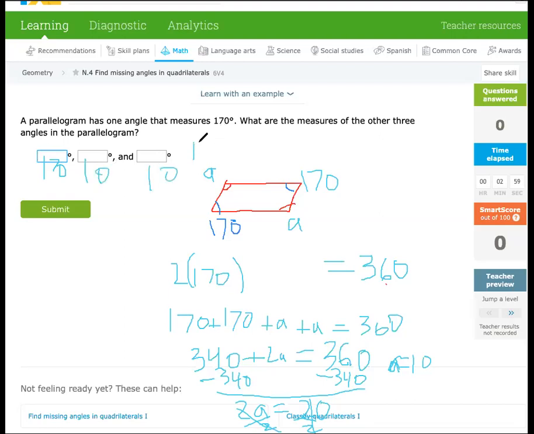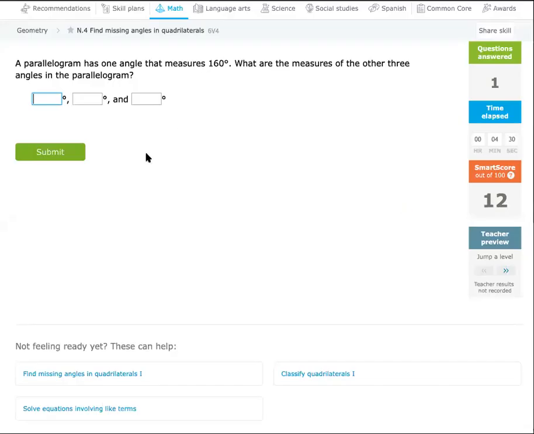So let's just double check it. You can always double check it there. 170 plus 170 plus 10 plus 10 should equal 360. If you want to double check it in your calculator, you always can. And when I do that, it is equal to 360. All right, let's do this next one.